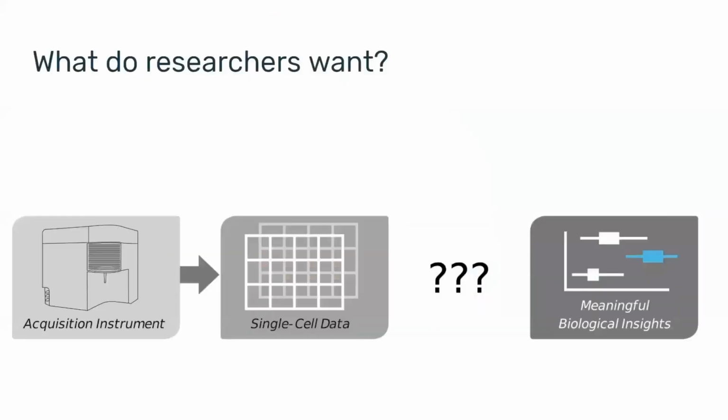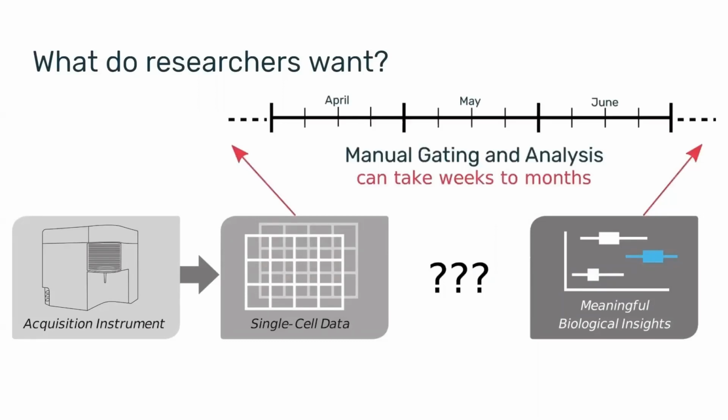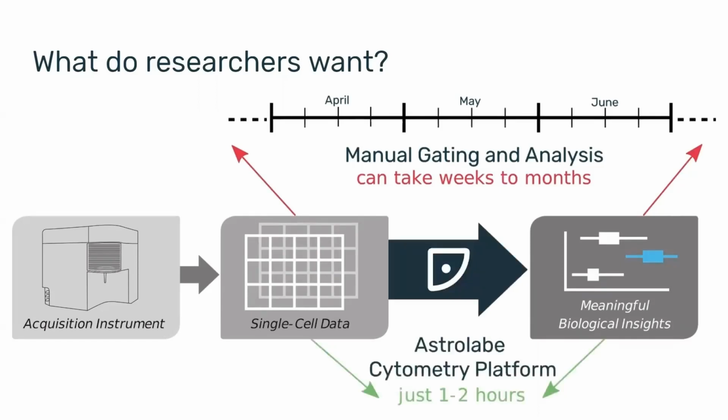In my mind, what researchers want is some way to take their single cell data and process it and reach meaningful biological insights, something you can use for your next grant application, your next paper, and ideally to impact patients' health. One way to do it is manually, either through traditional gating or using algorithms that help you tidy up and structure the data, but there is still a significant manual component to processing it further. What Astrolabe offers is a way to deal with the mechanics of single cell analysis in just a couple of hours.